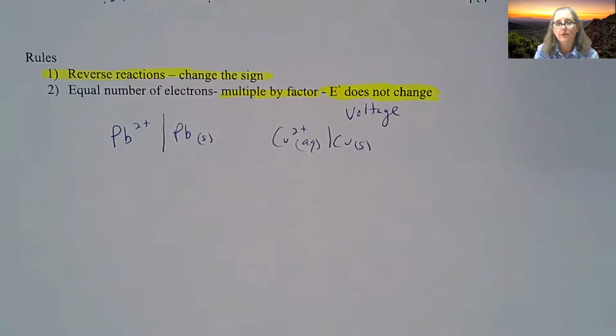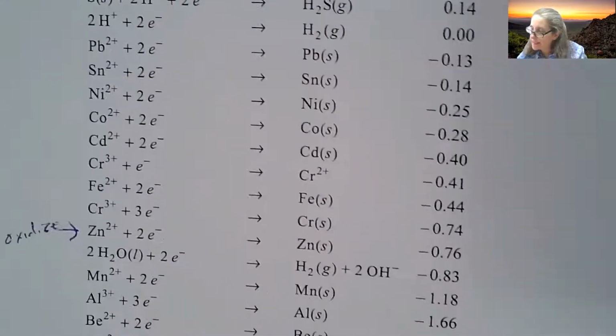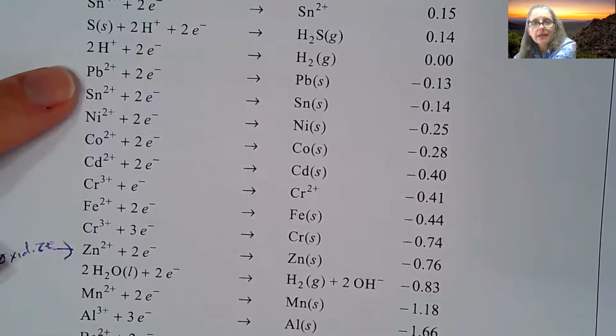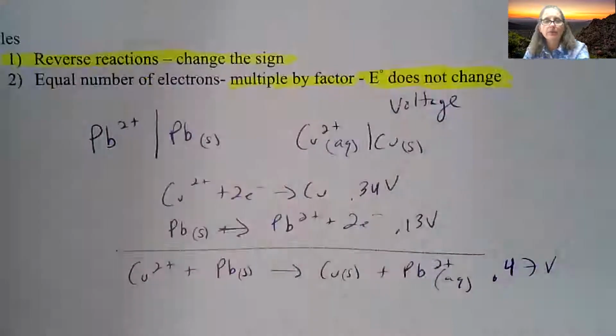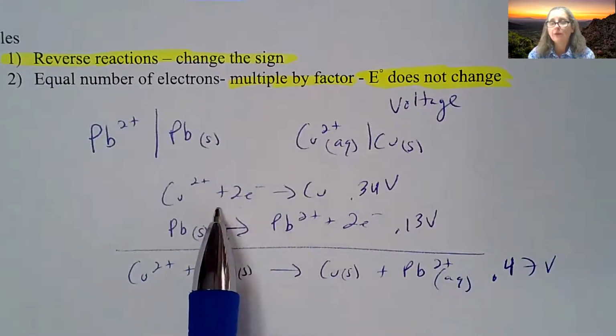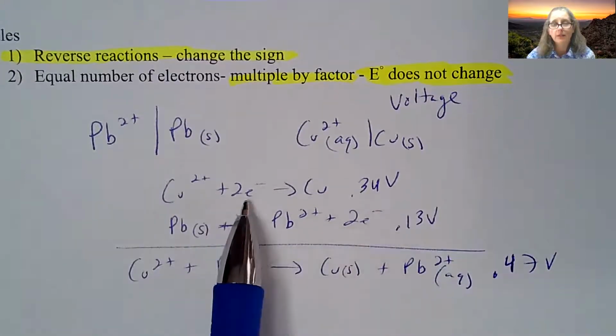Find the voltage for that. All right, so if I look at copper versus lead, lead 2+ is -0.13 and copper has a positive 0.34. So copper is going to be the one that reduces. It's further up on the list, so it's going to be 0.34 volts, and you write it as a reduction.